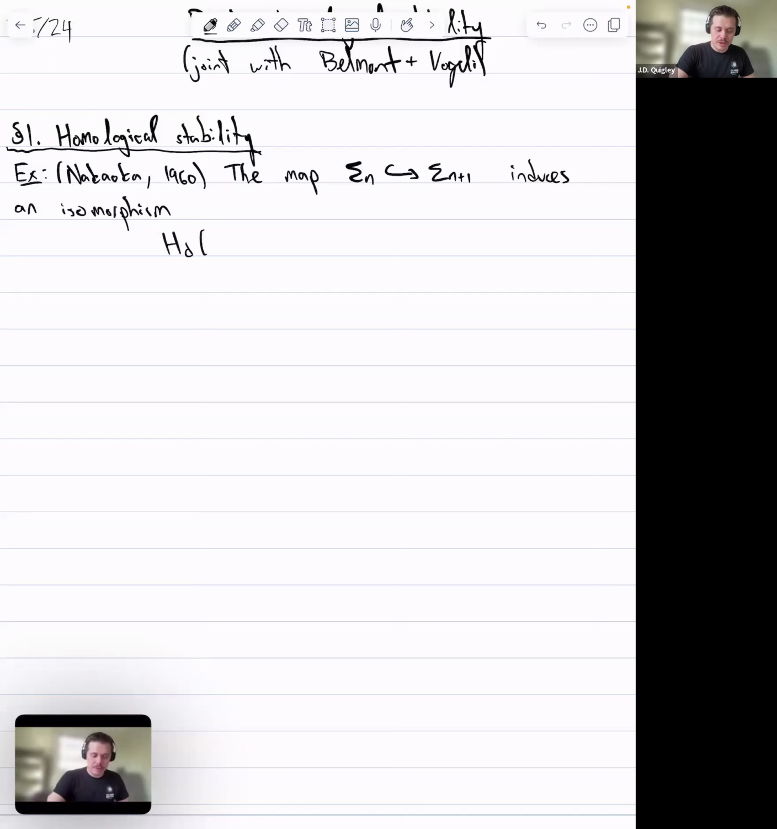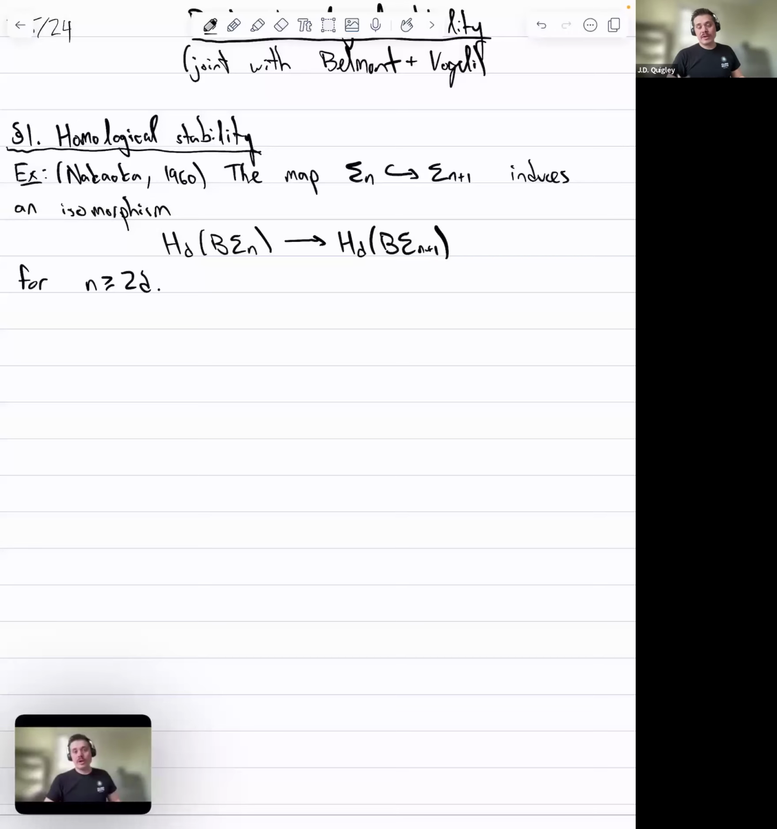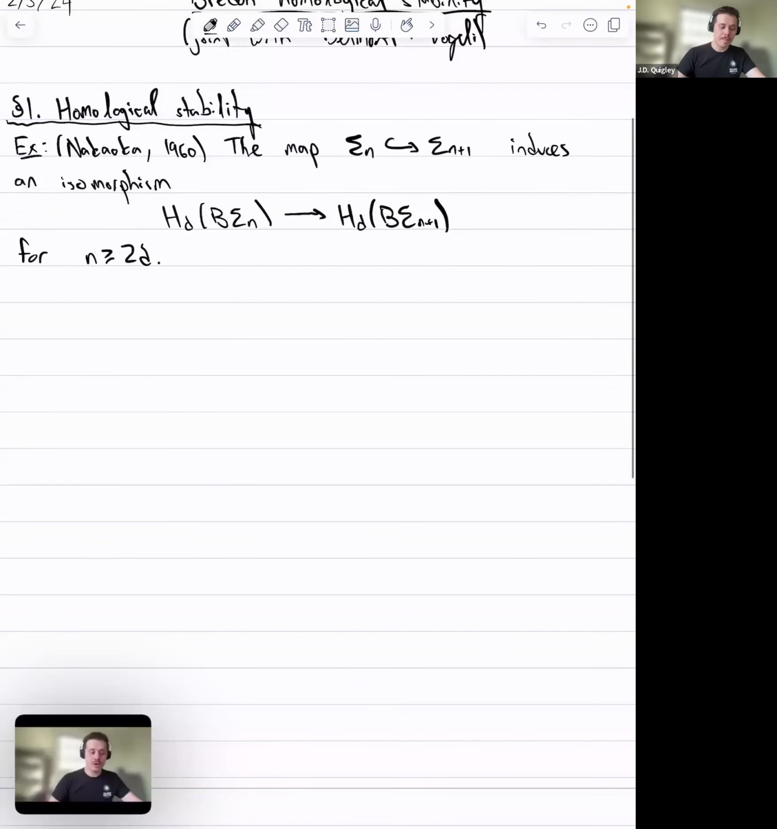And I could write group homology, but I'm going to go straight to spaces here. So I'm looking at the map from the d-th homology of B sigma n, the classifying space of sigma n, to the d-th homology of B sigma n+1. This map induces an isomorphism for n greater than or equal to 2 times d. So in other words, if I fix a homological degree and I let my spaces go off towards infinity, then I get isomorphisms in homology.